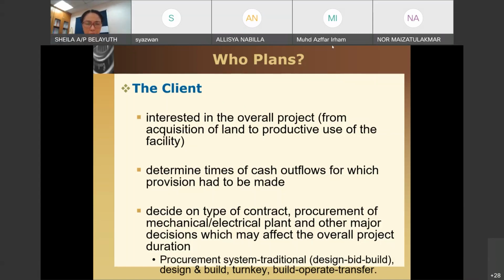Okay. All right, so obviously this one is decided by the client. Okay, how are they going to engage them? How are they going to pay? All that decided by the client. Any procurement of any M&E as well, and also any decision that may affect the overall project duration. Okay, so that is done by the client.